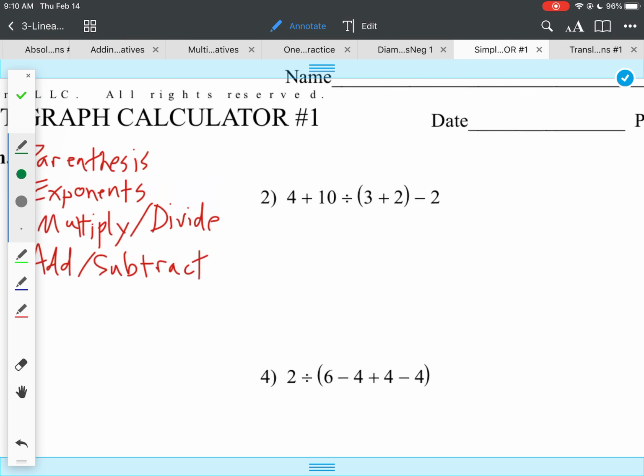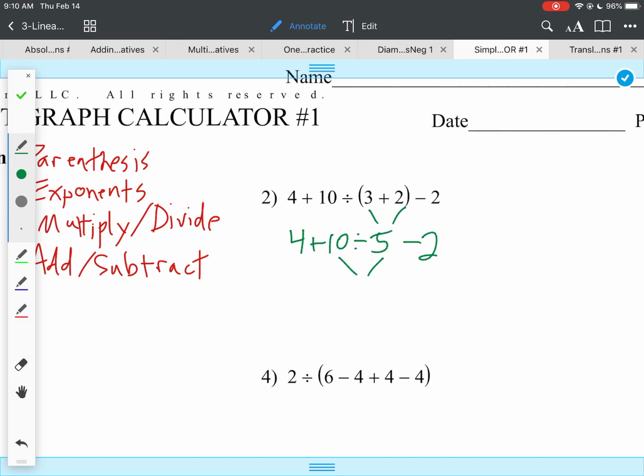Number 2, stick with the order of operations. I have add, I have divide, I have parentheses, and I have subtraction. So I have to take care of the parentheses first. So I have 4 plus 10 divided by 3 plus 2 is 5 minus 2. Now I got rid of the parentheses. I can just go with multiply, divide, and then add and subtract.